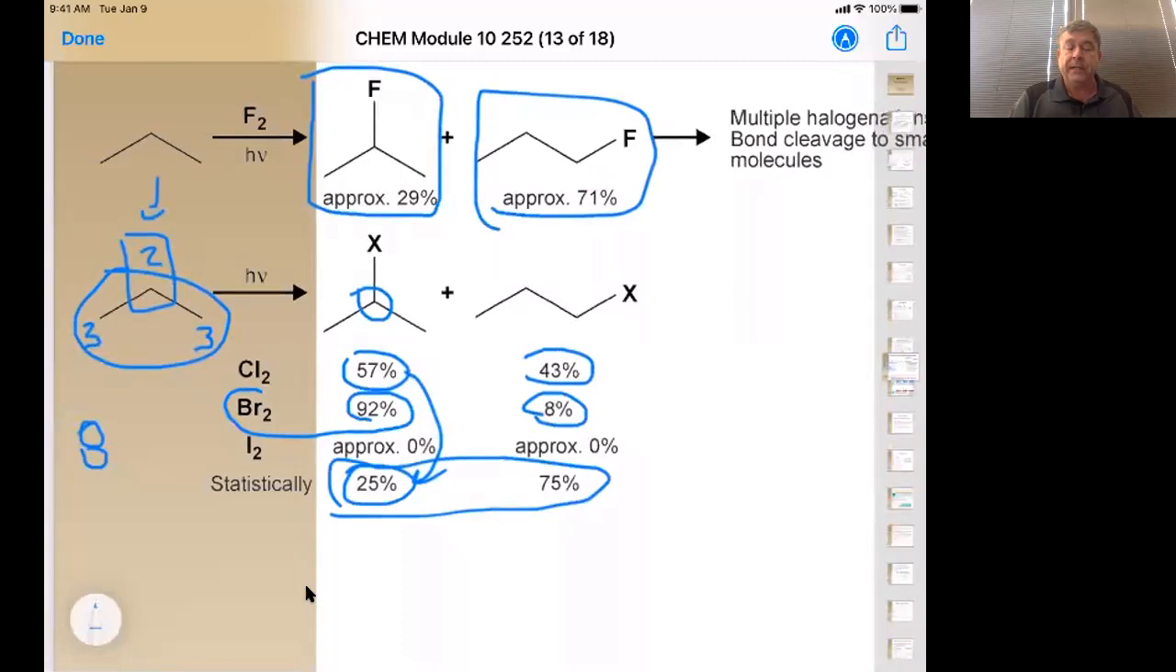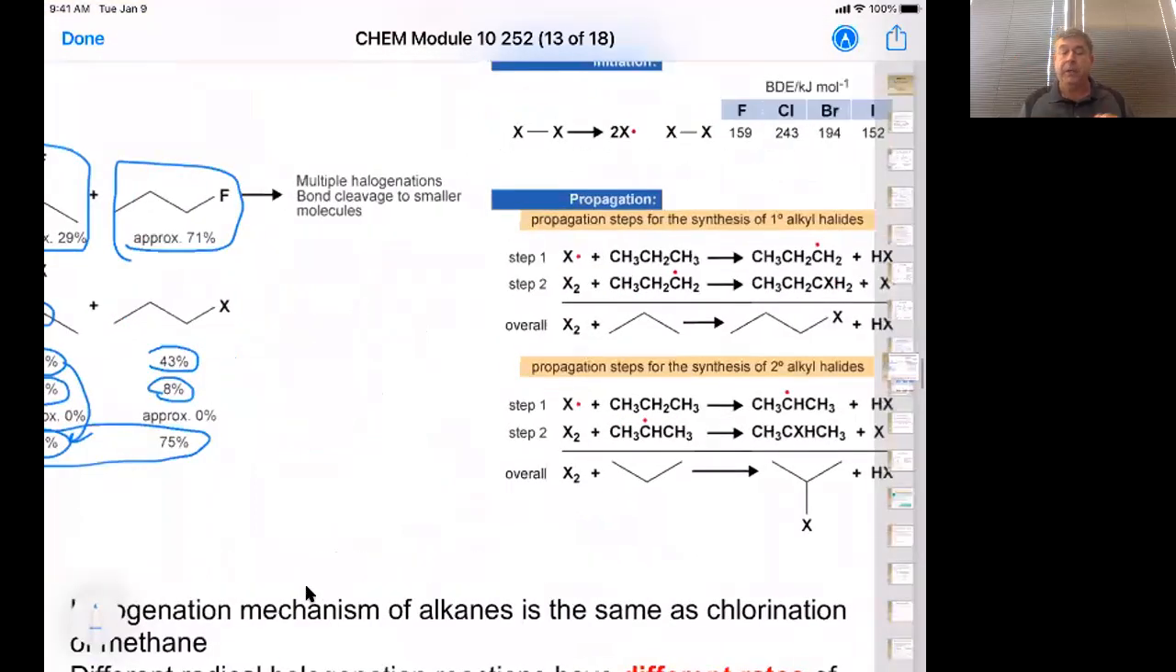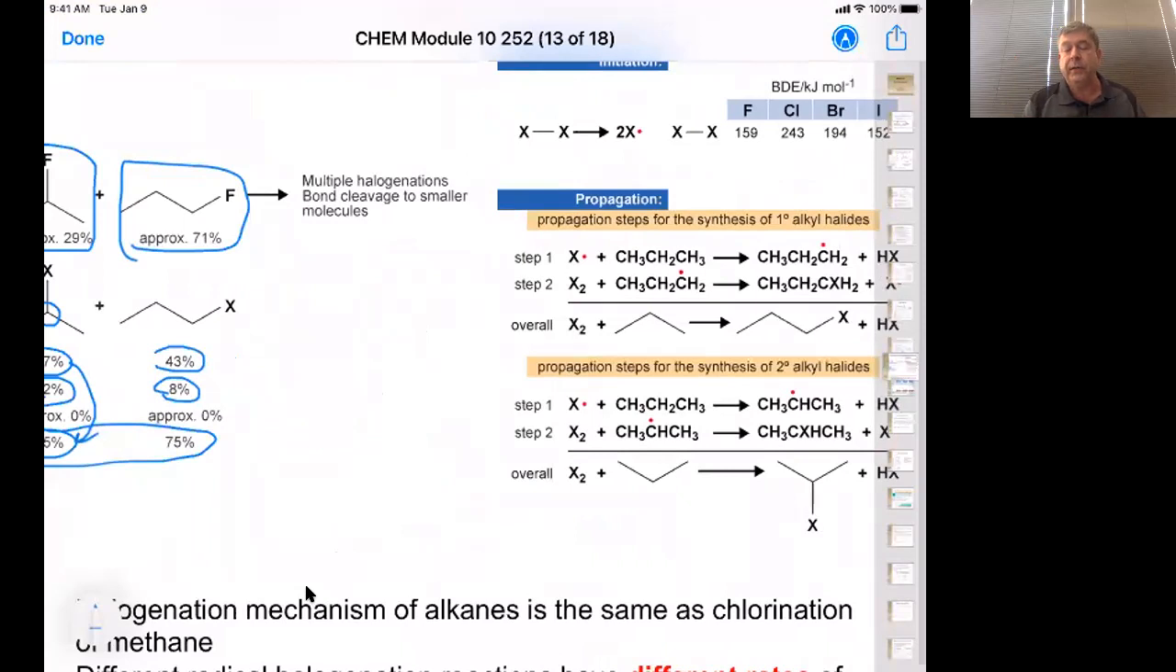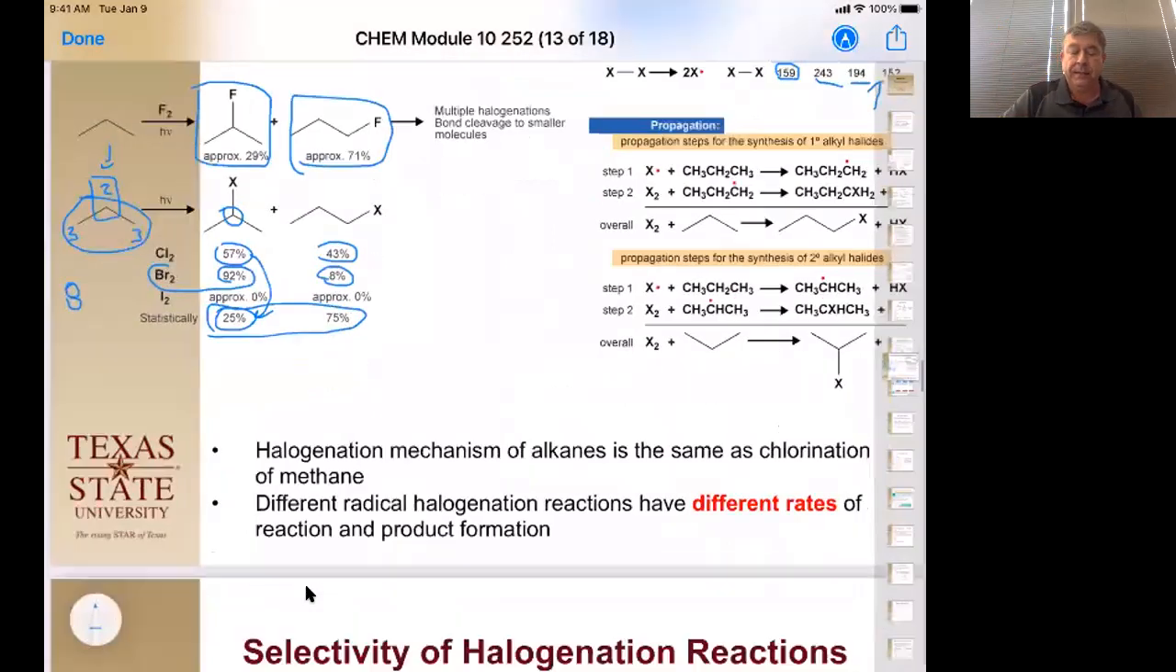Okay. So let's dig into that a little deeper, okay? So if we look at the bond dissociation energy for fluorine, bromine, and chlorine, we see the bond dissociation energy of fluorine is really low, 159. Chlorine and bromine are higher, and iodine's just a little bit lower, okay? So if we look at the different possible propagation steps, we'll see that when it reacts, we're gonna have that product ratio of either forming it on the primary side or on the secondary side. To form it on the secondary side, we had to form that secondary radical, and that secondary radical then had to react with something else. So there must be something driving this, right? So let's think about that.